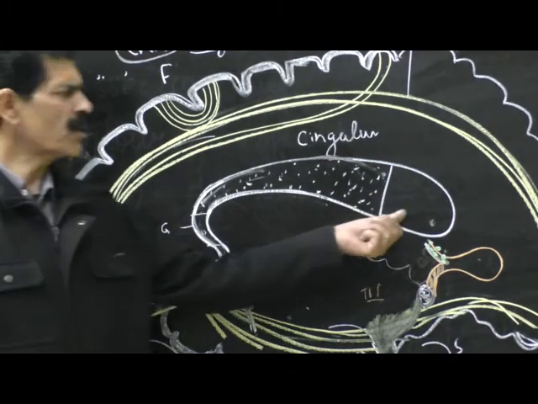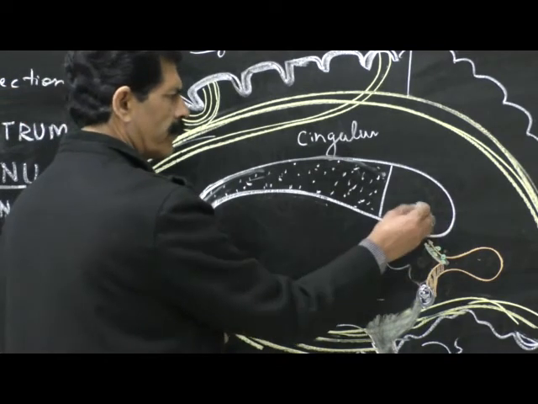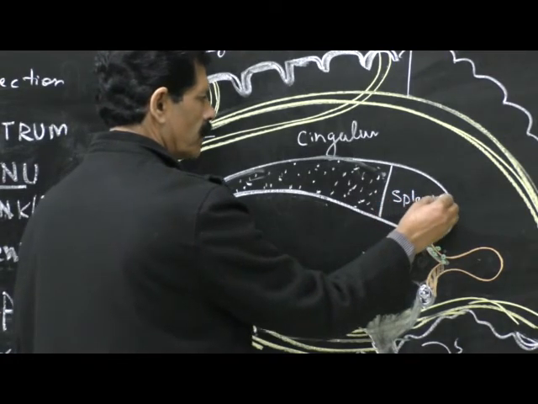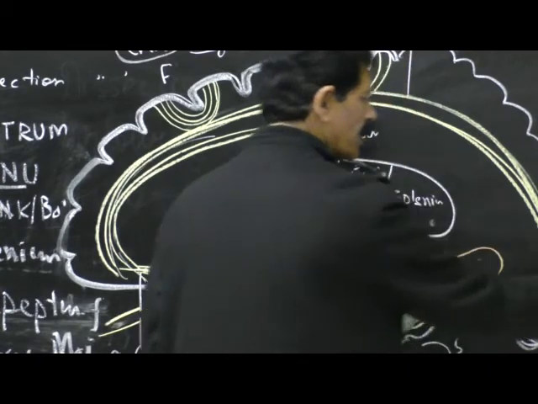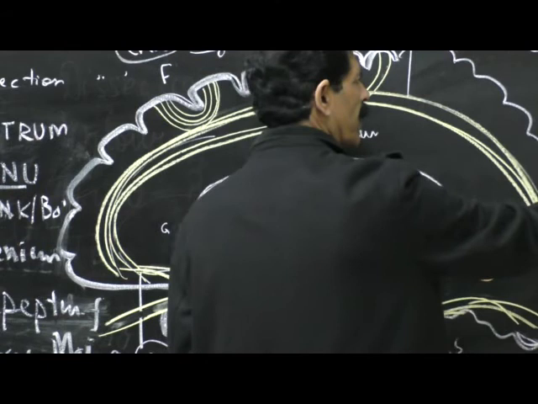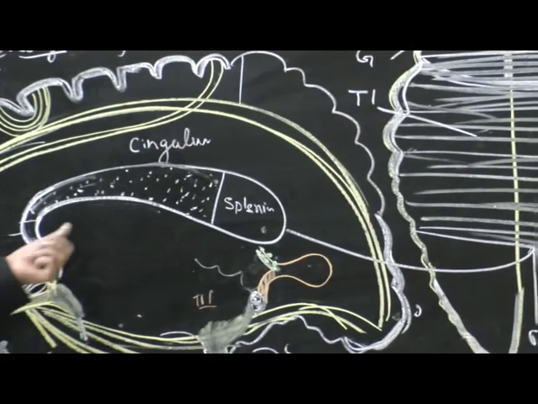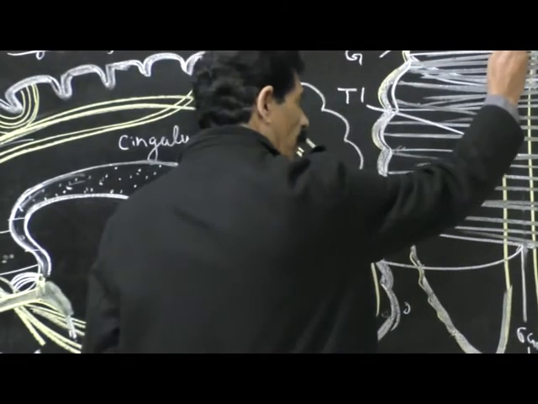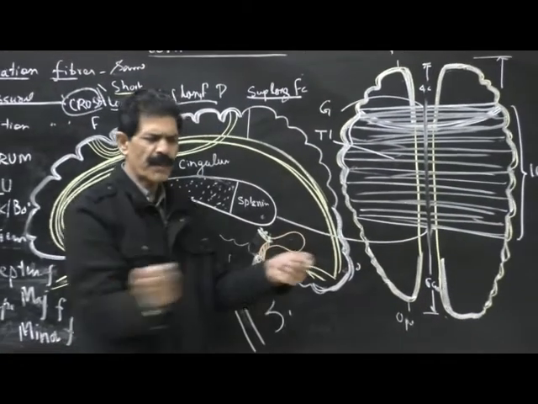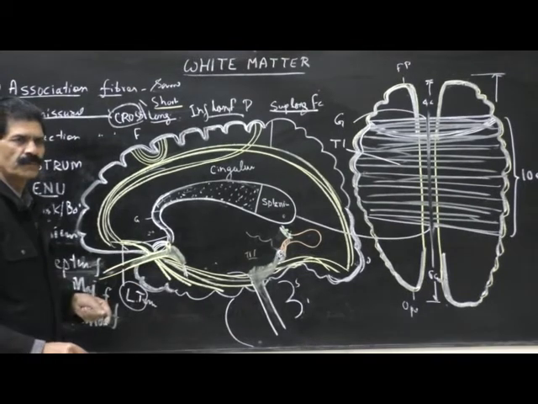The posterior most part of the corpus callosum, which has the free end, the posterior end, is called the splenium. The anterior end is called the genu, and this main part is called the trunk or the body. So this is the diagram when we cut the corpus callosum in the central section in the midline, and we separate the two cerebral hemispheres and see the medial surface.